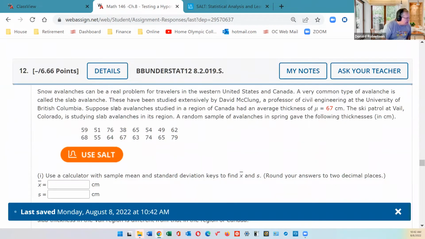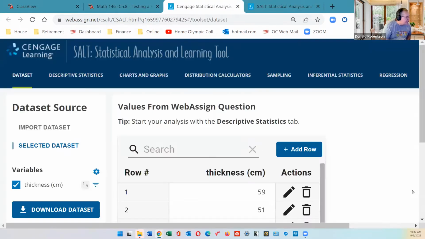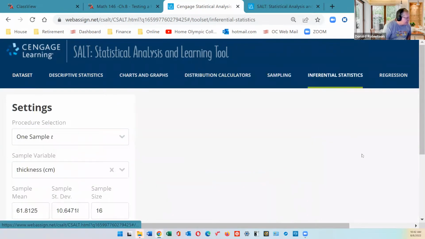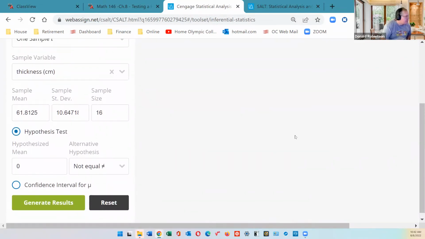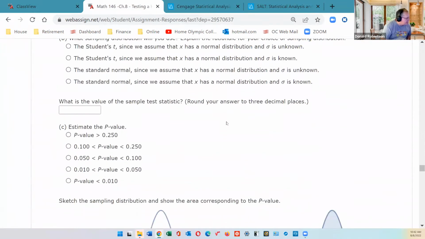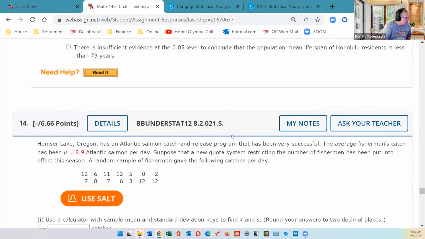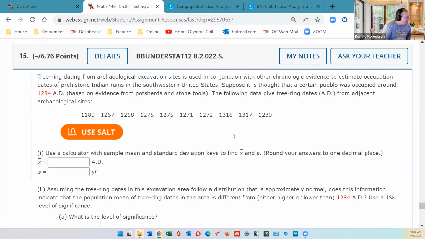Here's some data. This is about snow avalanches. If I use the sort button, and then I do inferential statistics, you see it's all set up for me. I just need to prove, is it bigger than or less than whatever the question's asking. Same again. Same again. Oh, one more. And let's do this one since it is the last one in the list.